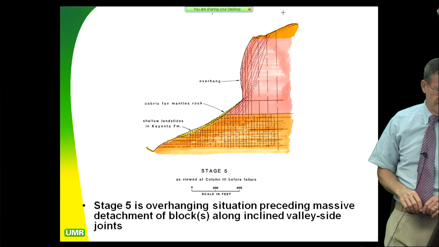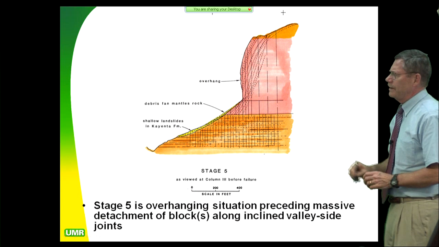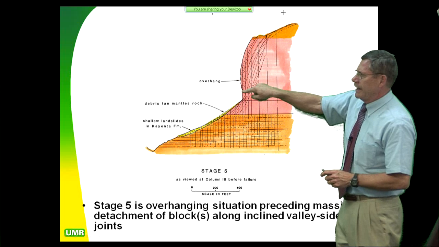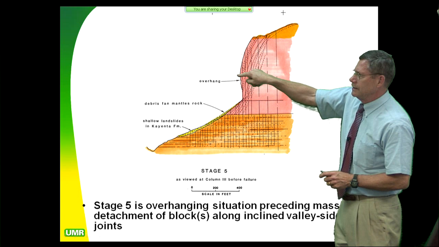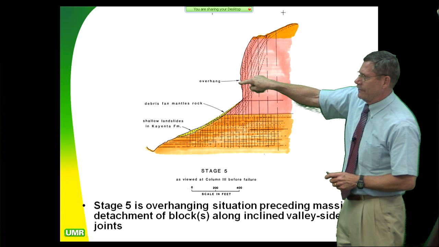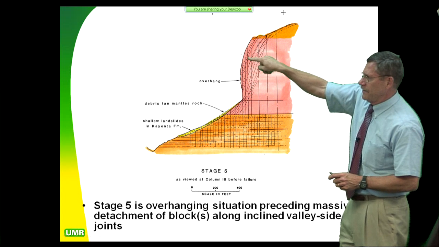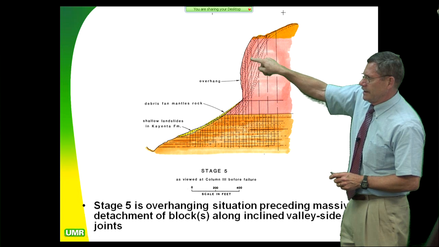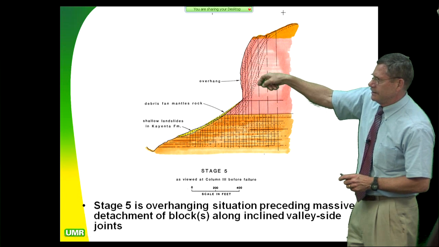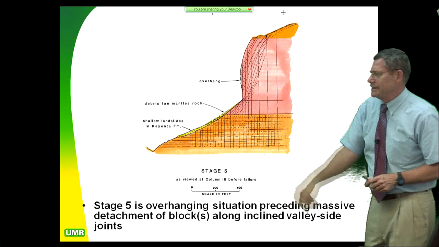And this is what column 3 looked like right before the failure, when they had dug the tunnel right in this area. They had these overhangs coming out, about 3 of them, which are very prominent. It's undercut right here, and this is where the failure occurred along a regional systematic joint, and then it kicked out on this curvilinear valley side joint.